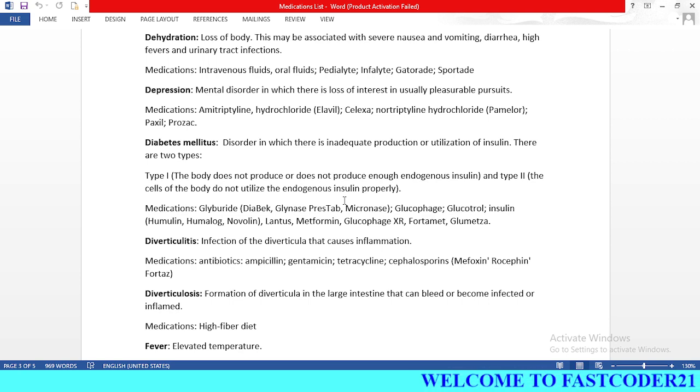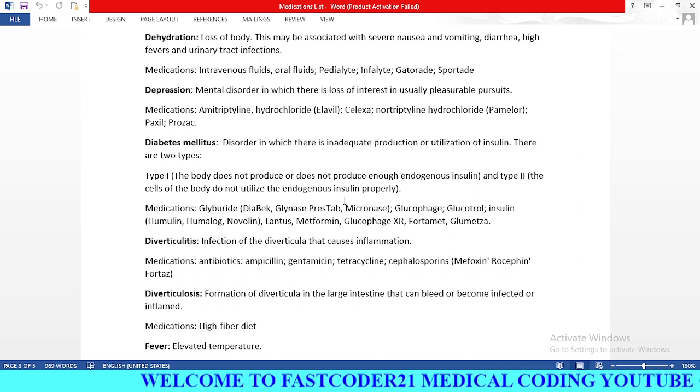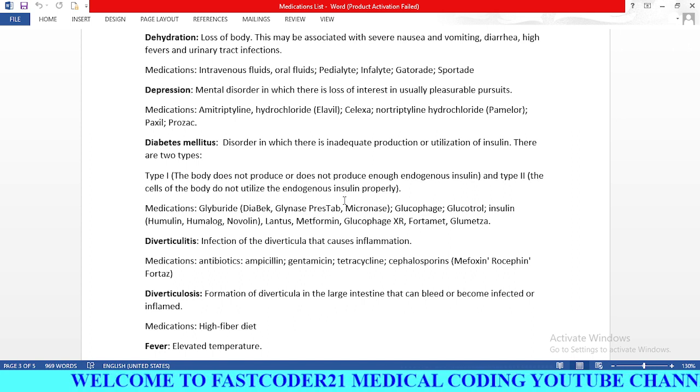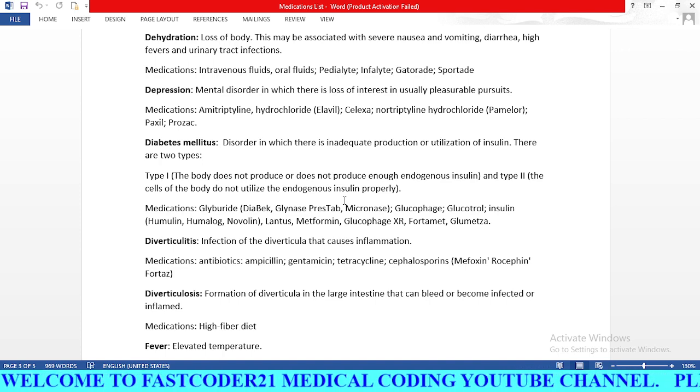Next one is depression. It is a form of bipolar disorder. It's a mental disorder in which there is loss of interest in usually pleasurable pursuits. Common medications: amitriptyline hydrochloride, Celexa.